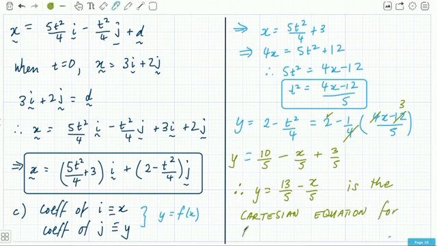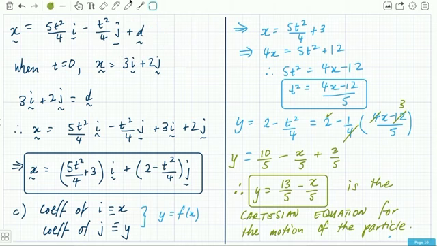for the position or the motion of the particle. And you've done that by a few steps on the way to getting to this Cartesian equation. It's just a straight line, so ultimately this particle is just moving in a straight line with slope negative 1/5 and y-intercept 13 over 5.